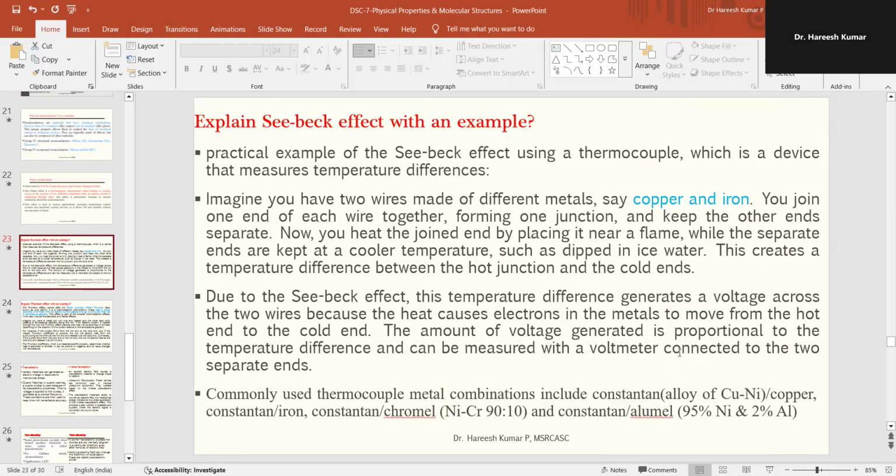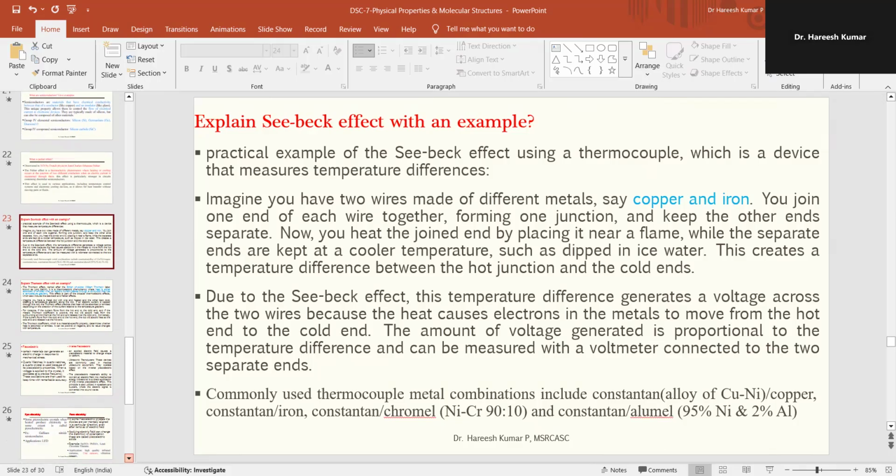The amount of voltage generated is proportional to the temperature difference and can be measured with a voltmeter connected to the two separate ends. Commonly used thermocouple metal combinations include constantan, an alloy of copper and nickel; copper and constantan; iron and constantan; chromel, nickel chromium in a 90 to 10 composition; and alumel, that is 95% nickel and 2% aluminum.